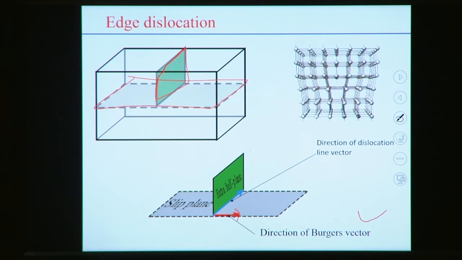the Burgers vector, but at the same time the normal to this plane represents the direction of the dislocation line vector. So here it is the dislocation line vector and here it is the Burgers vector. So specifically for edge dislocation, the dislocation line vector and the Burgers vector are perpendicular to each other.